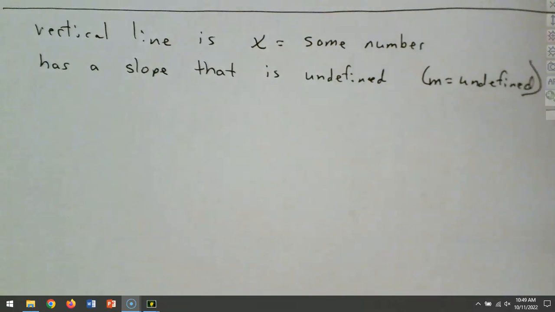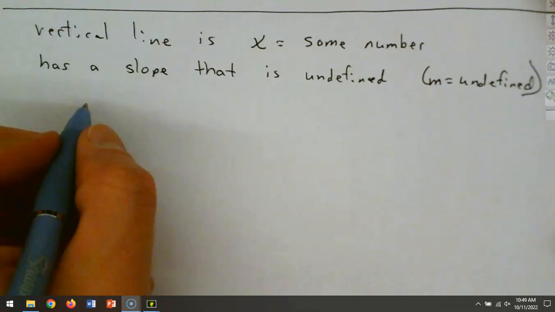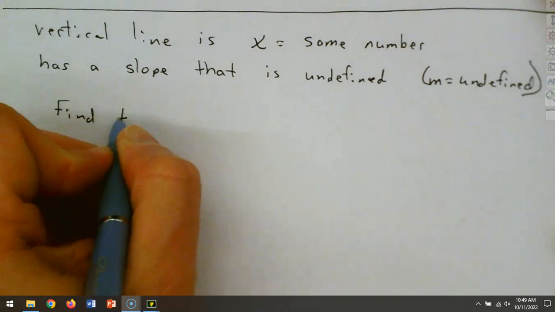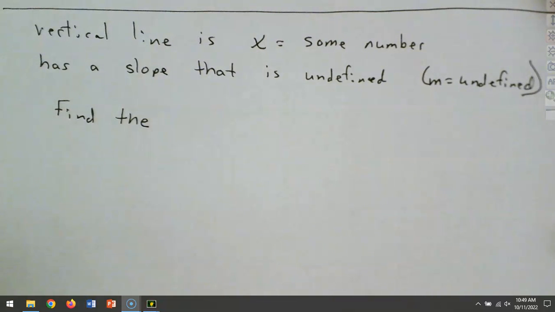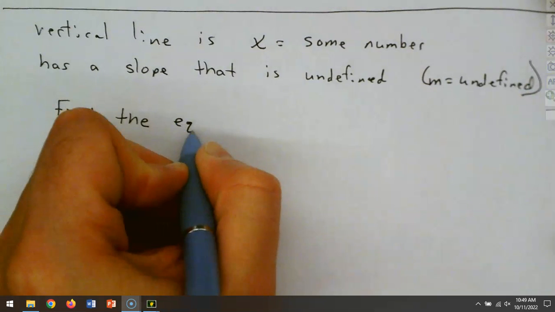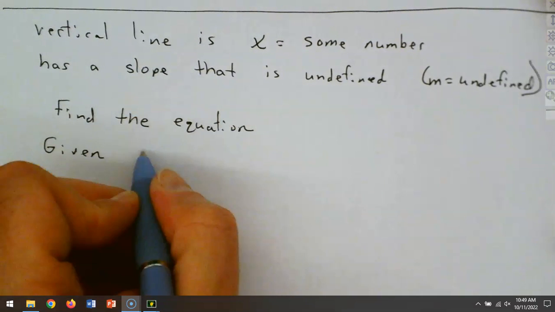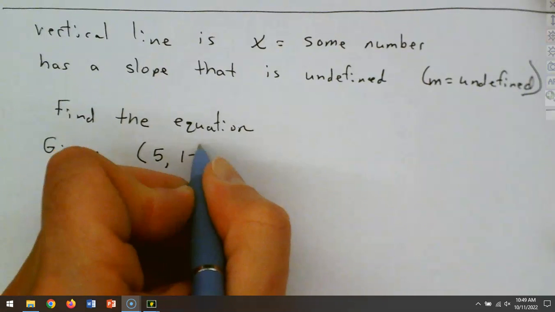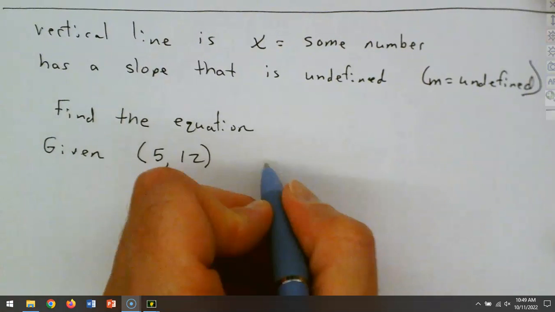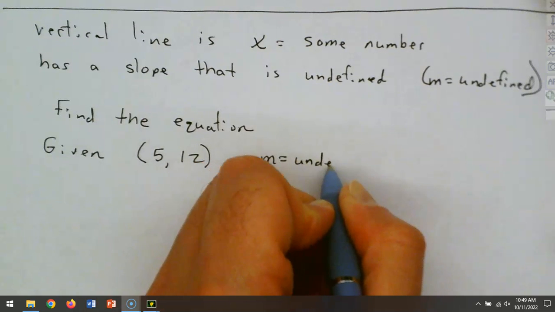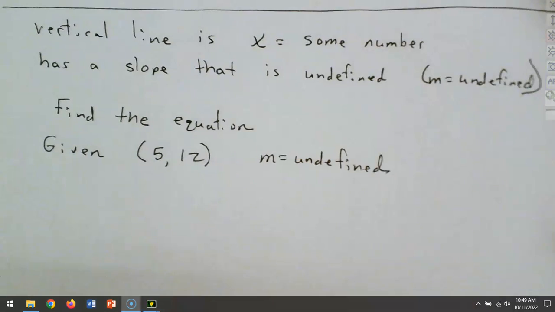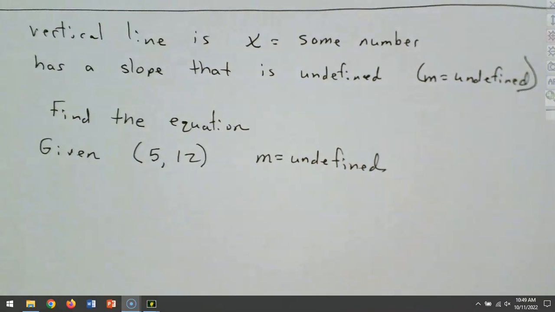So we'll do probably 3 of these, maybe 4 if we have time. We're just going to find the equation. And normally these are all in standard form, because some of them you can't even put in slope-intercept. Let's say you're given a point (5, 12), and your slope is undefined. We can't use our point-slope formula. Why not? Because we cannot plug in something that is undefined.